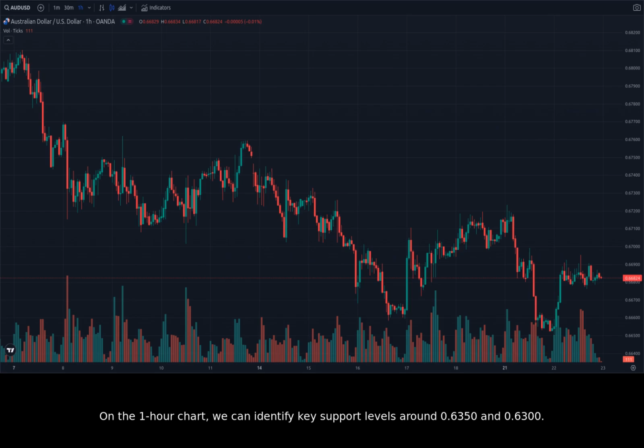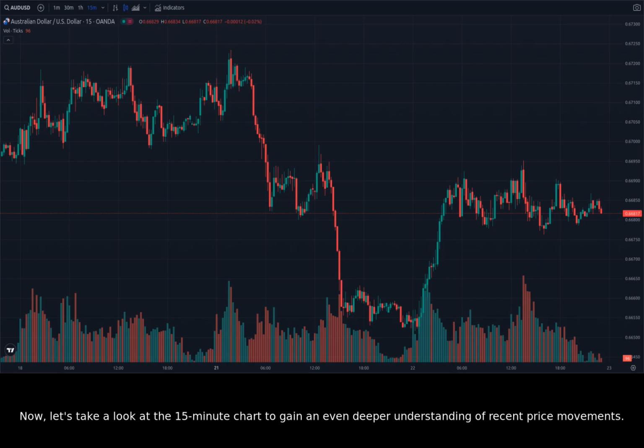On the 1-hour chart, we can identify key support levels around 0.6350 and 0.6300. Resistance levels can be observed near 0.6400 and 0.6450. Now, let's take a look at the 15-minute chart to gain an even deeper understanding of recent price movements.